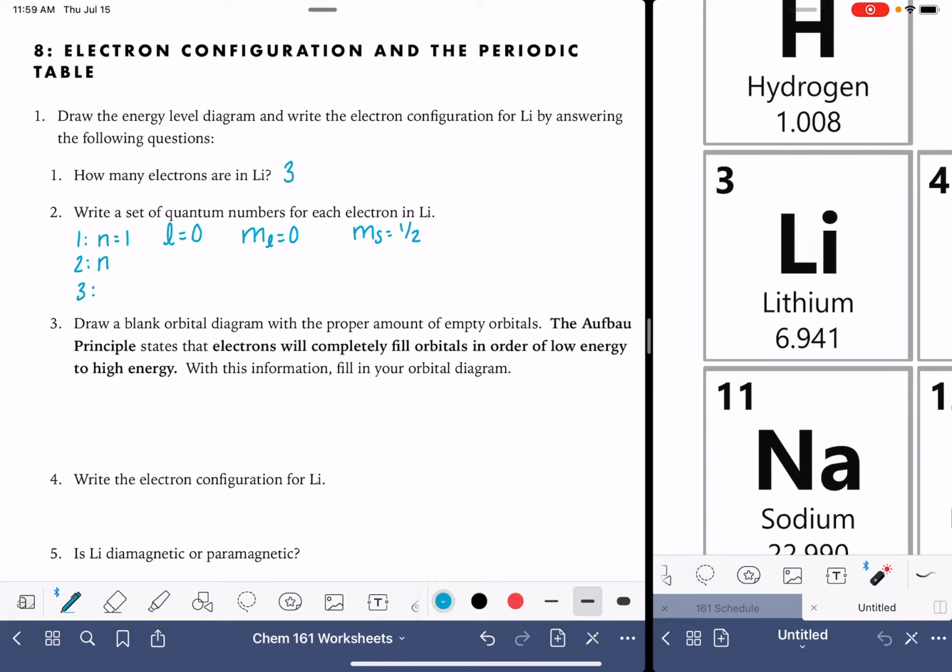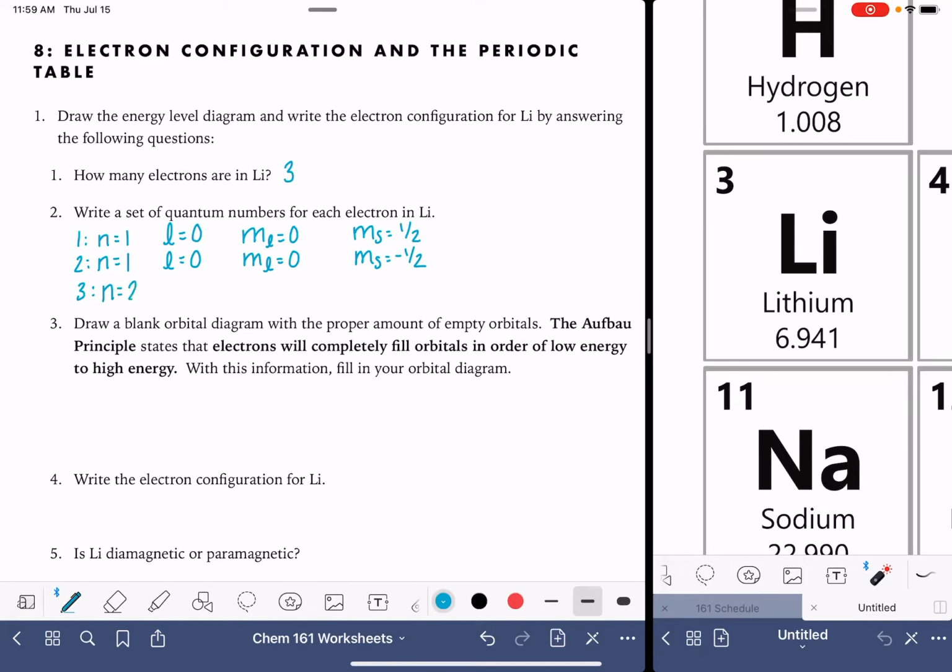Now electron number 2 can have identical n, L, and M sub L values, but we can give it a different M sub S. Remember, any 2 electrons in an atom cannot have identical quantum numbers. So every single electron in an atom has to have something unique about their quantum numbers. Like here we have different M sub S values. Now this is all that we can do with n equals 1. So the next electron needs to go into the n equals 2 energy level.